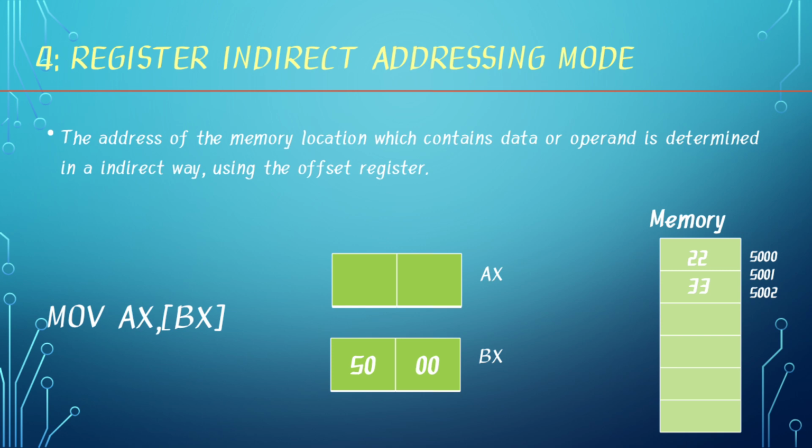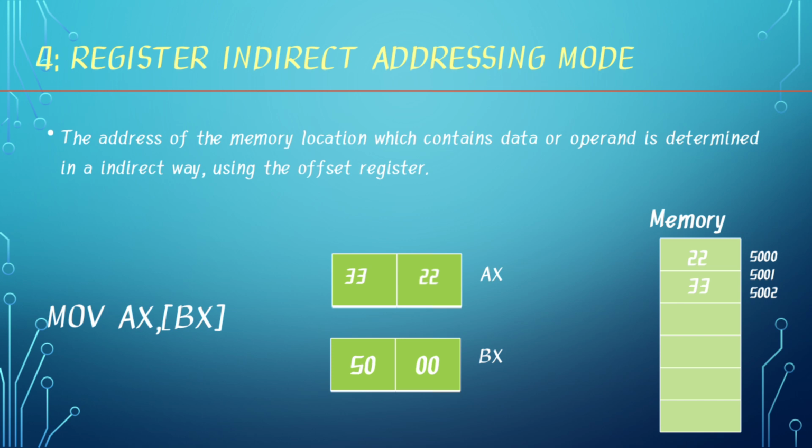Before that, the AX register is empty. The address in the BX register is 5000. In this memory, 5000 has data 22 and 5001 has 33. This data is moved to the AX register after this instruction is executed. So the memory address is indirectly specified in the instruction.